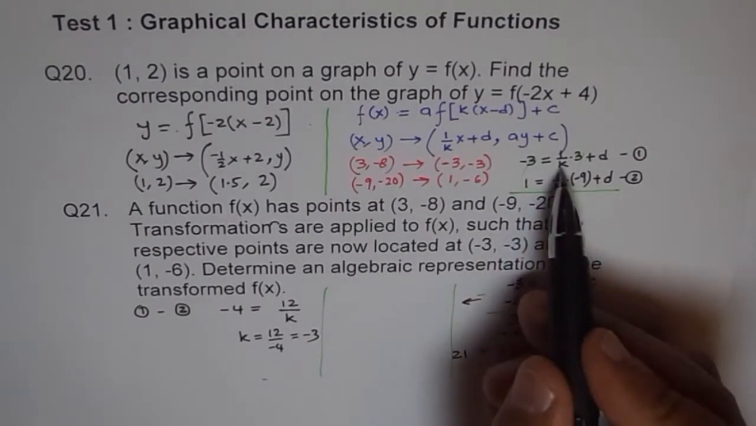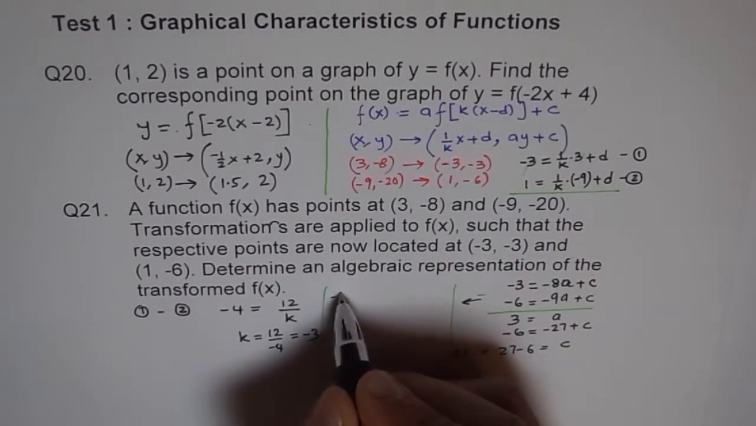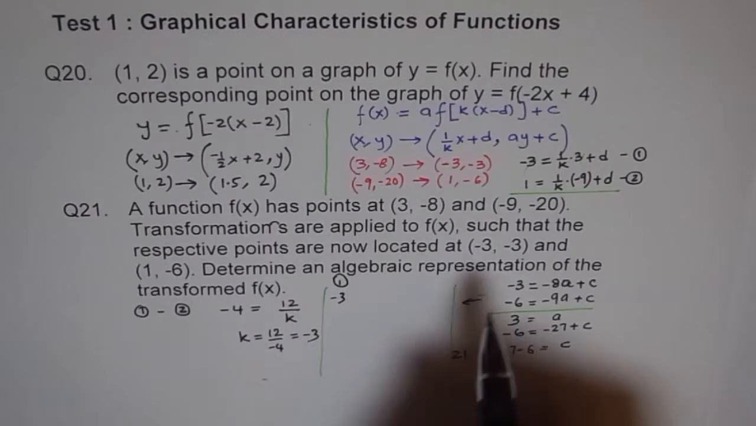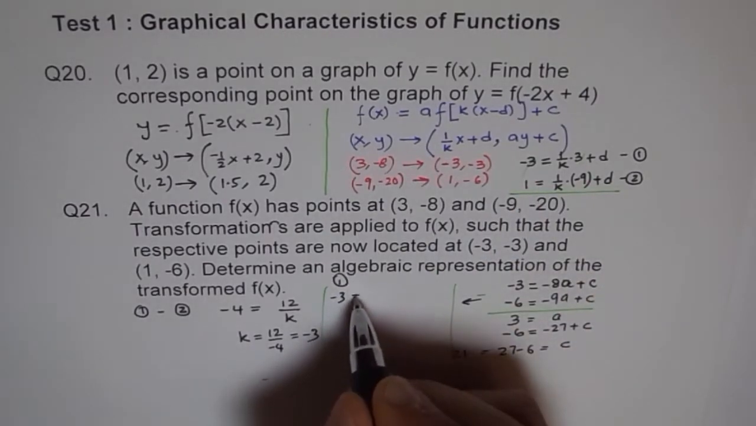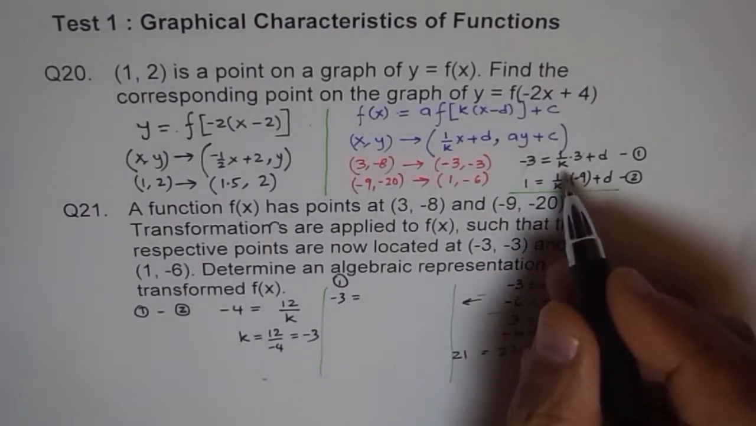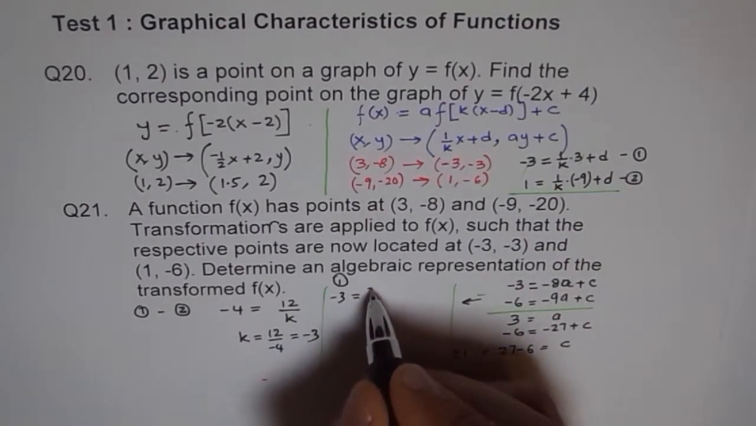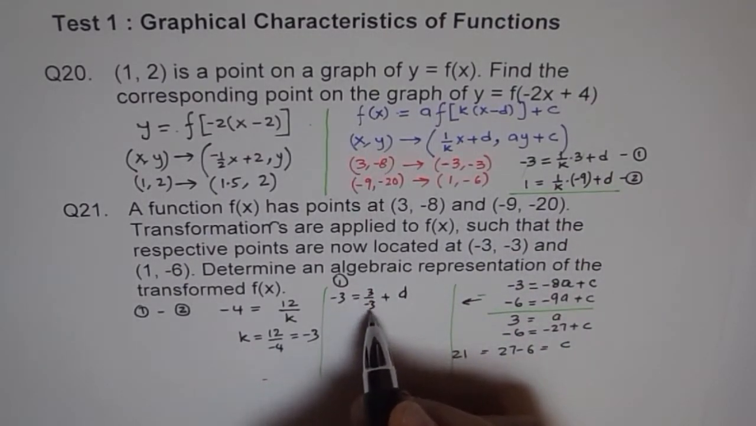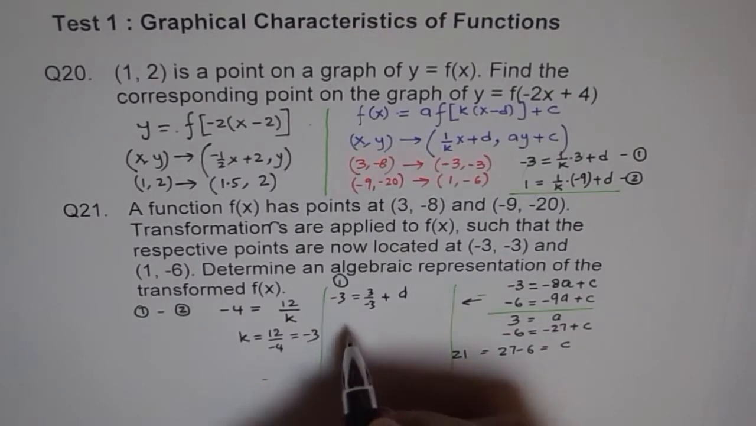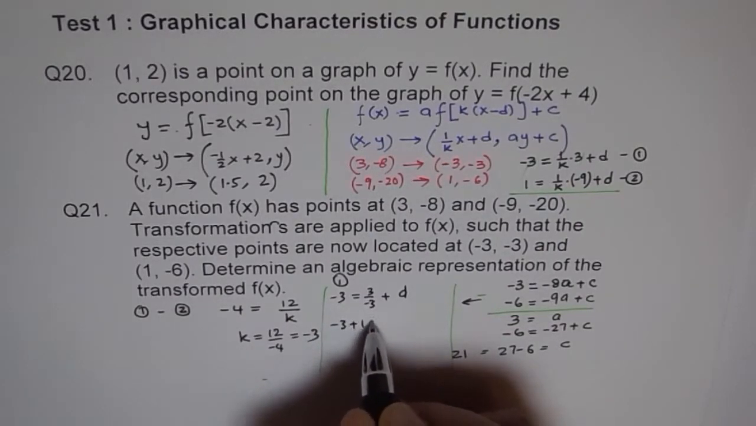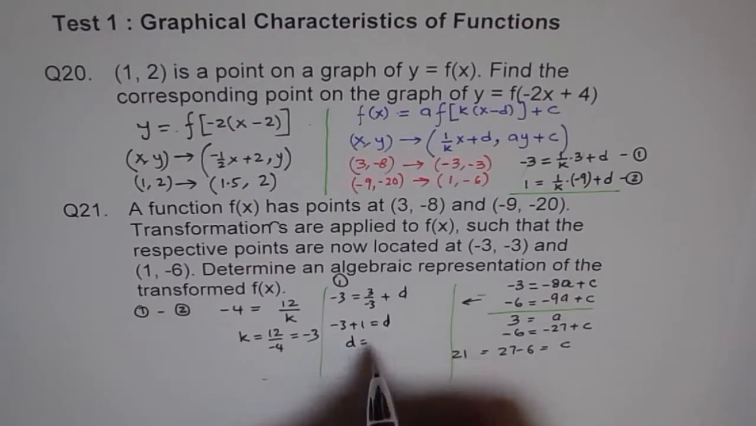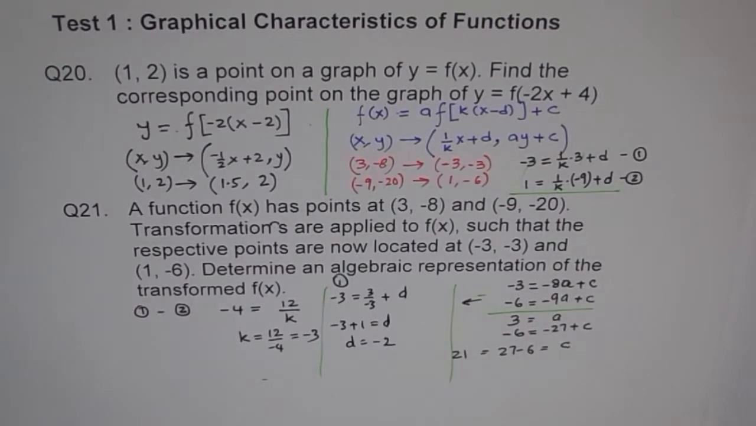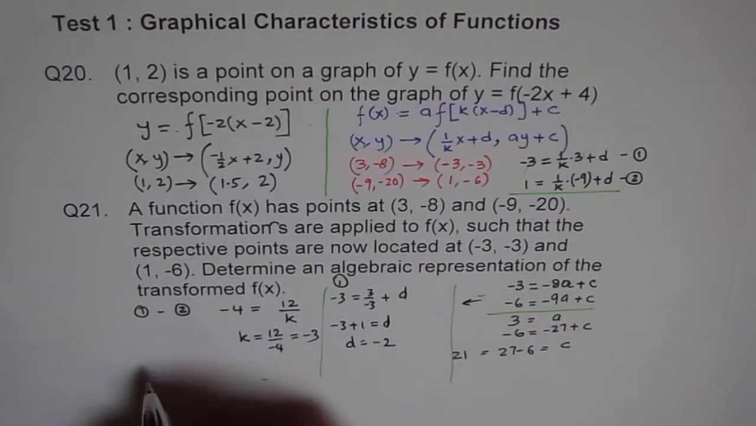So when I plug k back in, I'm using equation 1. Minus 3 equals, when I put k as minus 3 here, 3 over minus 3 plus d. So 3 over minus 3 is minus 1. So we get minus 3 plus 1 equals d, and so d equals minus 2. Perfect. So we now know all the values, and we can write the transformed function f of x.